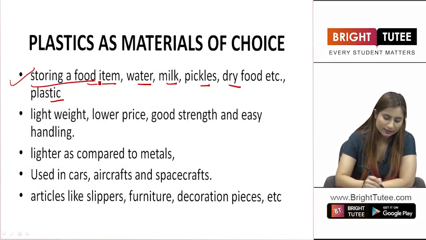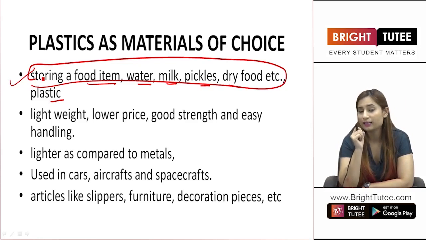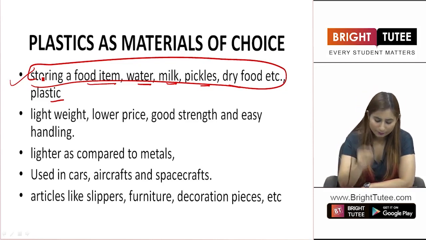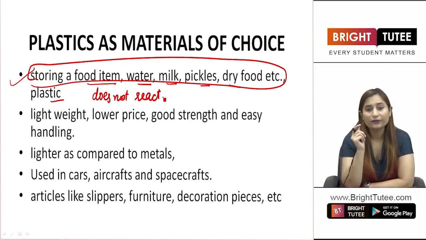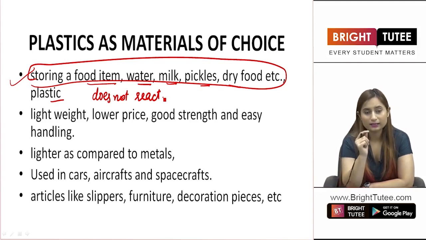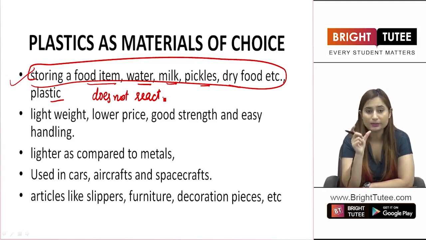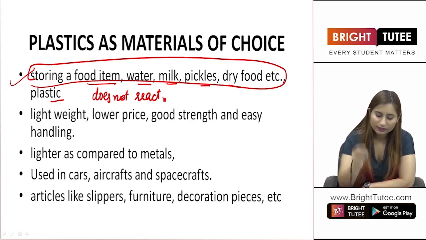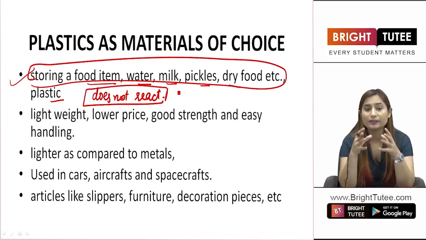So basically all these substances can be put into a plastic container. Why is that so? Because it does not react. Whatever you put inside a plastic can, it won't react with the plastic. It won't destroy the container, and the plastic will also not destroy the substance present inside it. Because it does not react, it is very capable of keeping substances in itself.